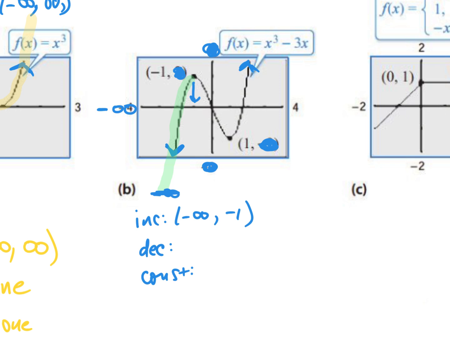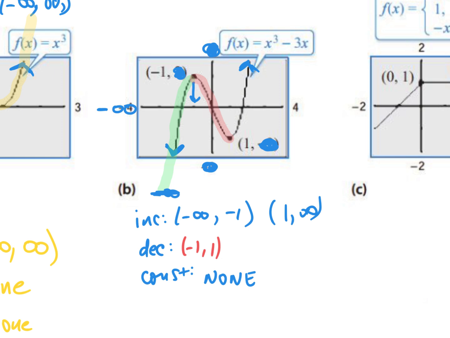Then what happens? Then the graph decreases. Well, it decreases from where to where? -1 to 1. Perfect. So you have a decrease from -1 to 1. And then the graph does what? It goes back up. From where to where? 1 to infinity. Is there an area that it stays constant? No. So you would just write the word none.